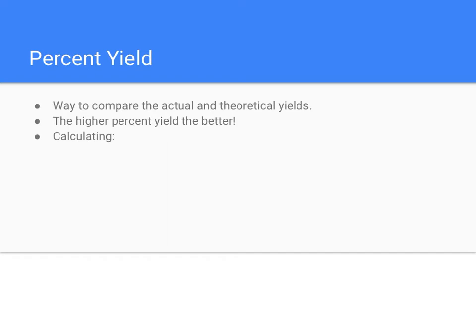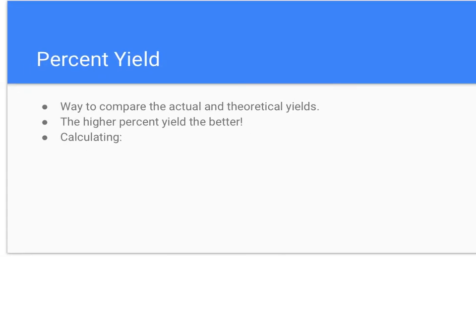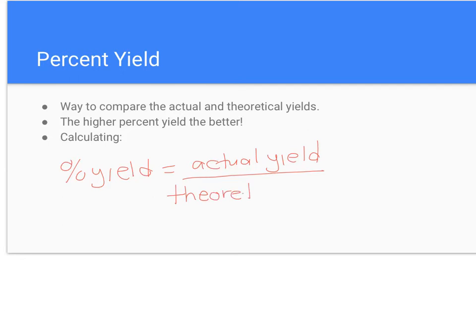To calculate the percent yield, then, you're going to use the following formula. The percent yield of a substance is going to be equal to the actual yield divided by the theoretical yield. Then when you get that, you should get a decimal. To make it a percent, we are going to multiply it by 100.